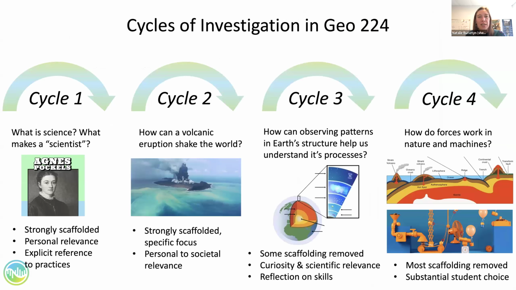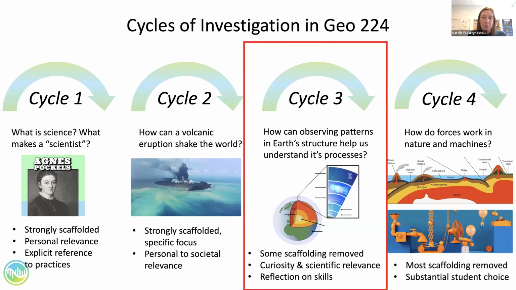So this shows the cycles of investigation in the course that I was teaching in the fall, and I will be teaching again this coming fall. The example I'm going to use is from cycle 3, but before I move to that, I'll explain what you're looking at. The way we set up our physical science, physics, and geoscience curriculum was with these 4 cycles. So the first one is a little mini one, designed to last a week, which is to introduce the concept of what is science and what makes a scientist, and get to know the cohort of students, both them getting to know each other and the instructor getting to know them.